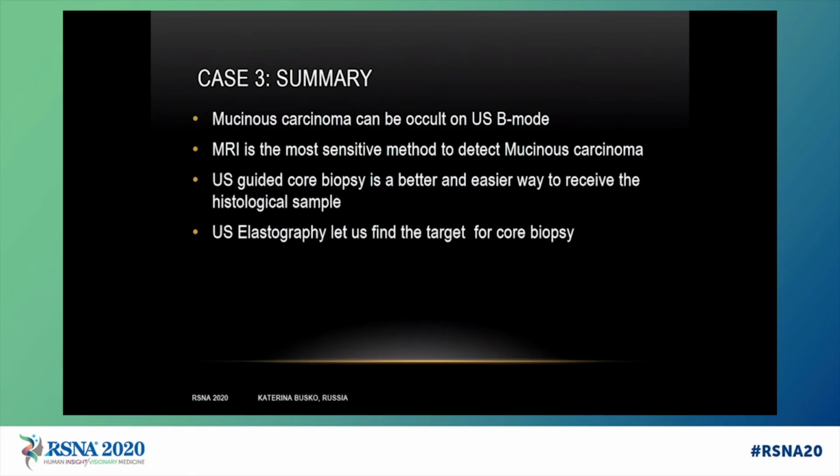Summary of this case: mucinous carcinoma can be occult on ultrasound B-mode. MRI is the most sensitive method to detect mucinous carcinoma. Ultrasound-guided core biopsy is a better and easier way to receive the histological sample. Ultrasound elastography let us find the target for the core biopsy. And of course, those clinical cases clearly demonstrate how important it is to use multimodal approach in breast imaging.